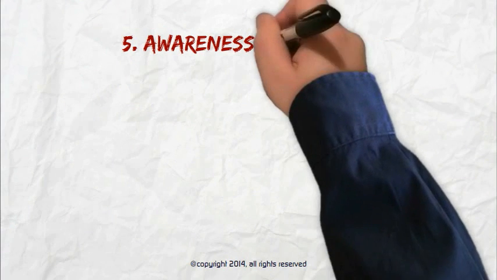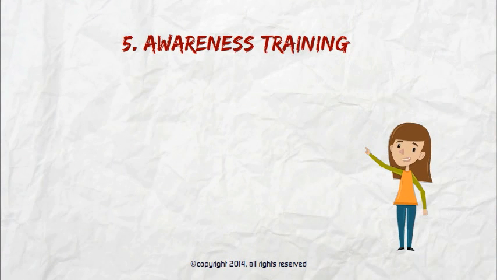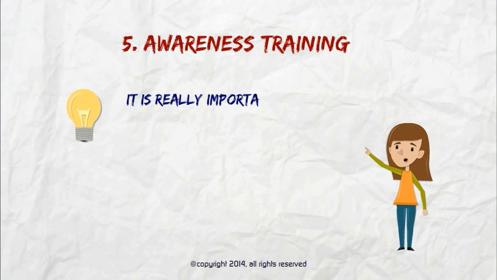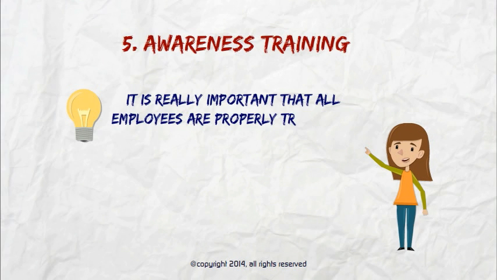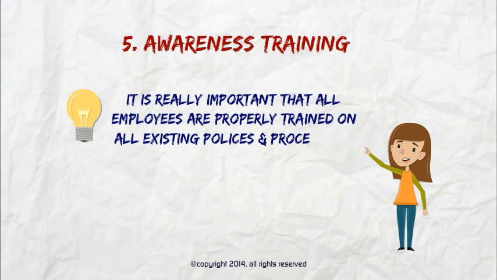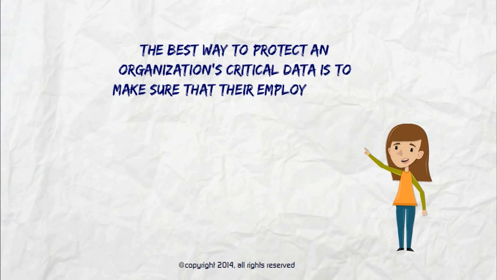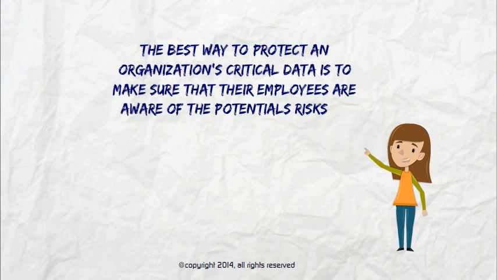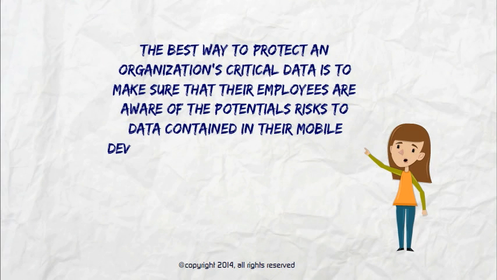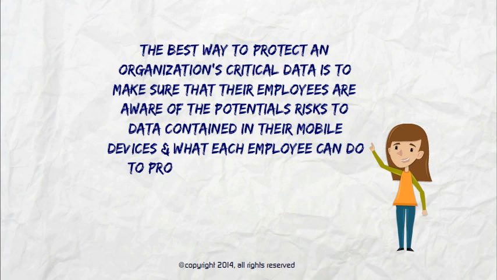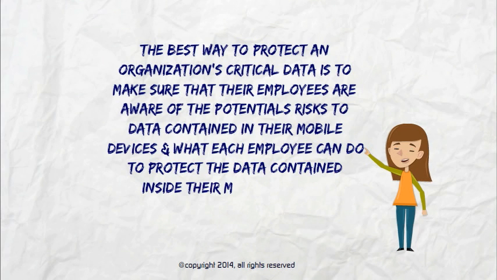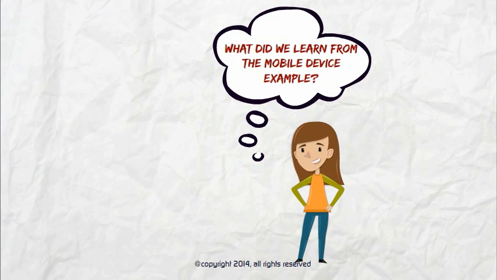5. Awareness training. It doesn't really matter what an organization has in place in terms of security policies and procedures. It is really important that all employees are properly trained on all existing policies and procedures. The best way to protect an organization's critical data is to make sure that their employees are aware of the potential risks to data contained in their mobile devices and what each employee can do to protect the data contained inside their mobile devices. Here's what we learned from the mobile device example.